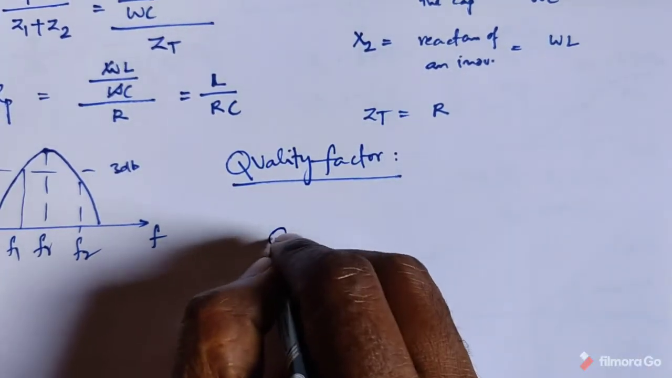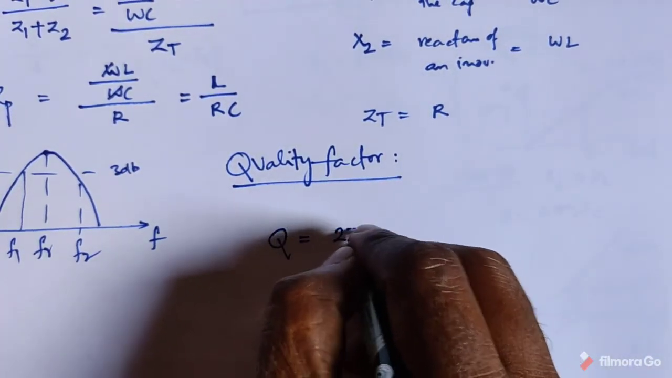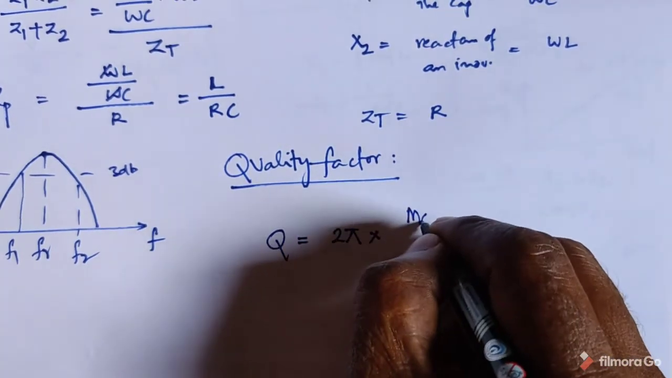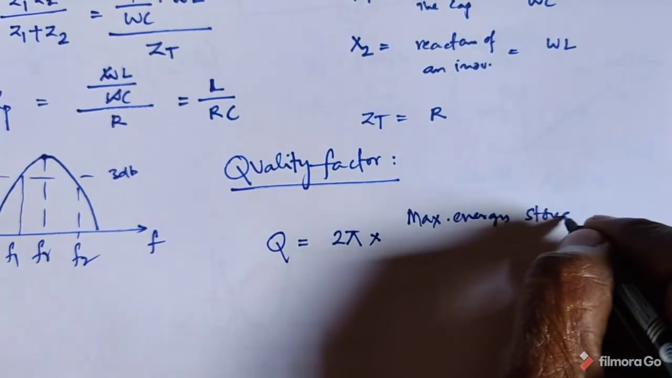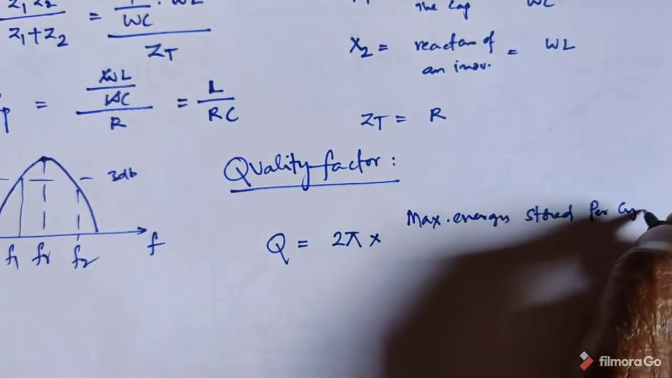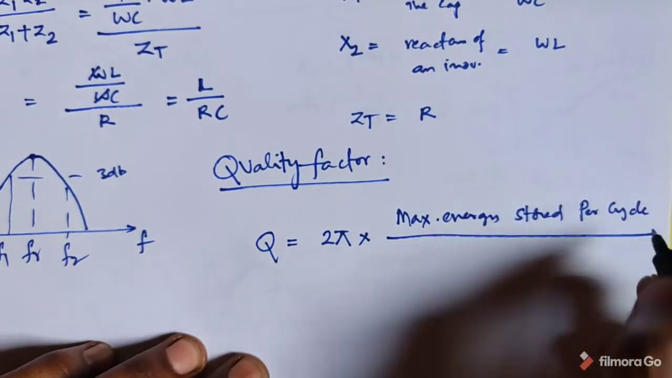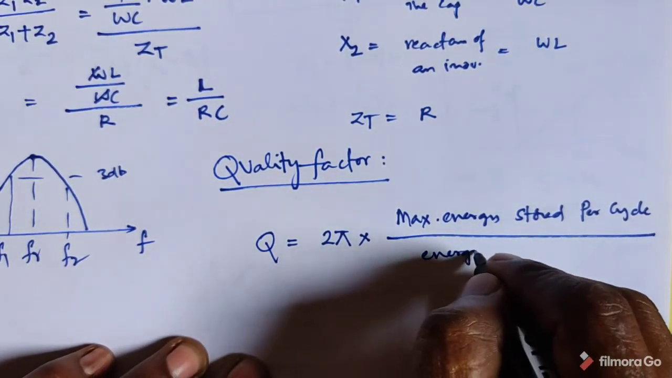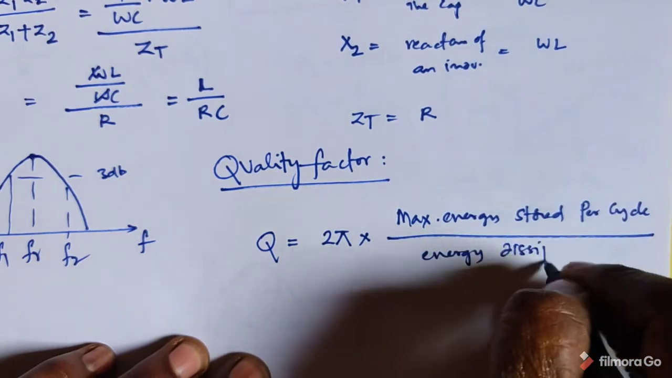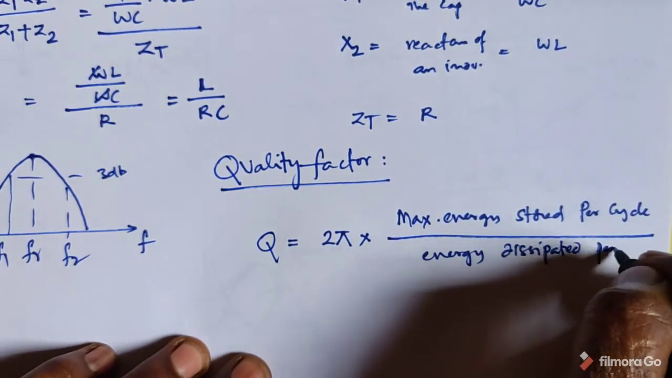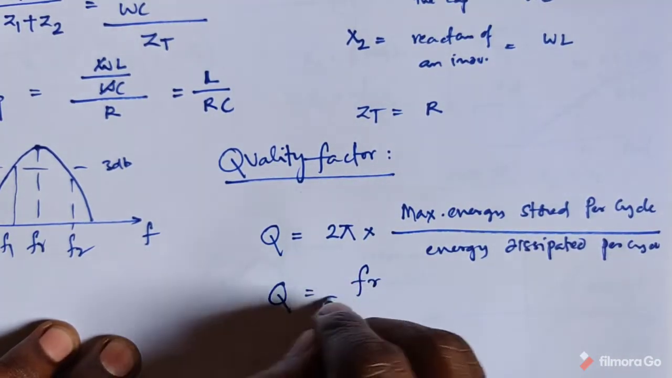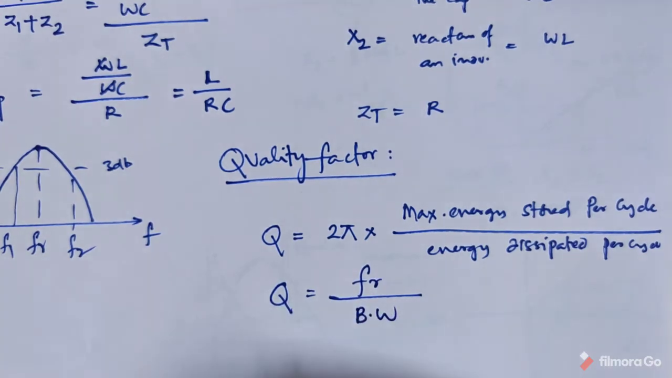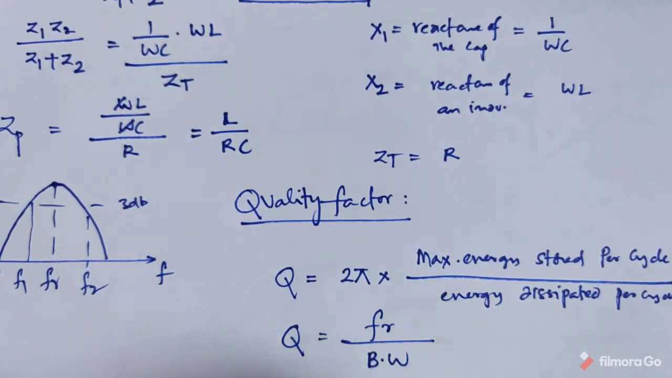Or you can take Q equal to 2 pi times the maximum energy stored per cycle by the energy dissipated per cycle. Like that you can take it. So the quality factor is simply the resonant frequency by the bandwidth. Like that you can calculate the parallel circuit concept.